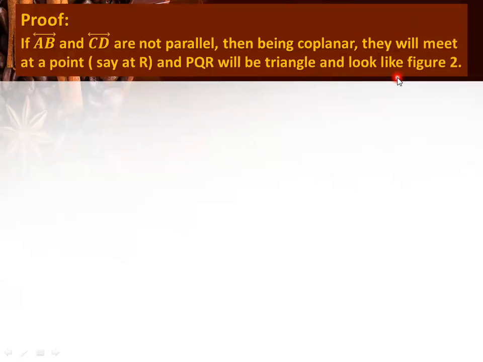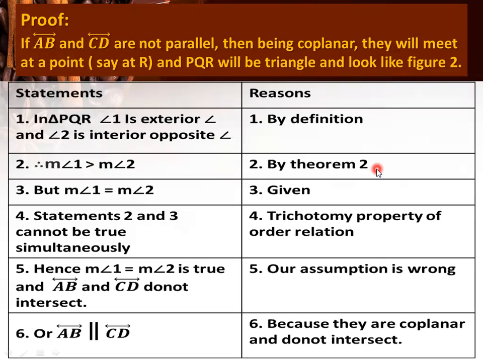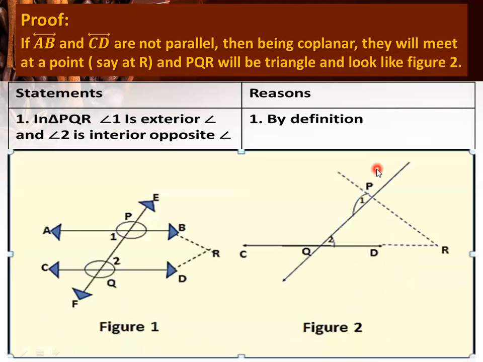Now what we are going to do, we are going to assume that AB and CD are two coplanar lines and they will intersect. They are not parallel lines. We are assuming that they are not parallel and they are going to meet at point R. Then triangle PQR will be formed just like figure number 2. So we are going to prove it by supposing the lines are not parallel. Now, for this, the first statement is in triangle PQR.